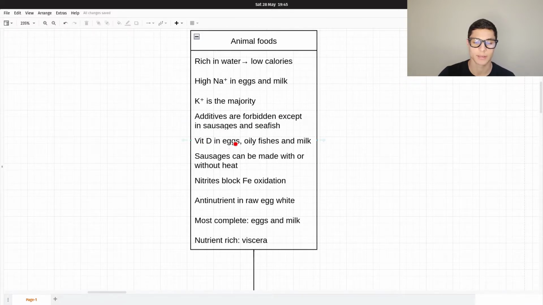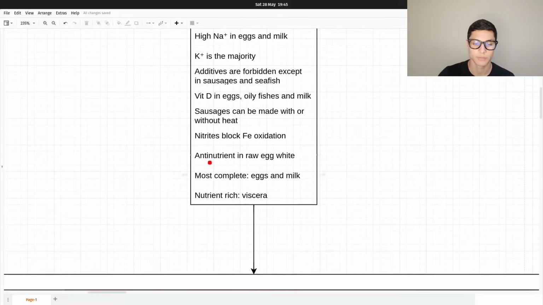Vitamin D in eggs, oily fishes and milk, in liver as well. Sausages can be made with or without heat. Nitrates block the iron oxidation. Anti-nutrients only in the raw egg white. And the most complete are the eggs and the milk and liver. The nutrient-rich viscera, the liver. The liver is the most nutrient rich.